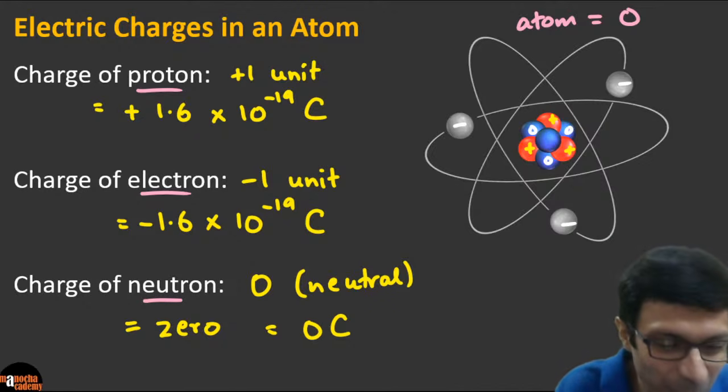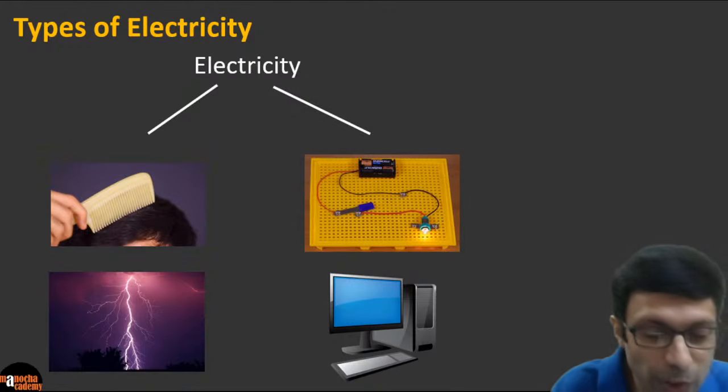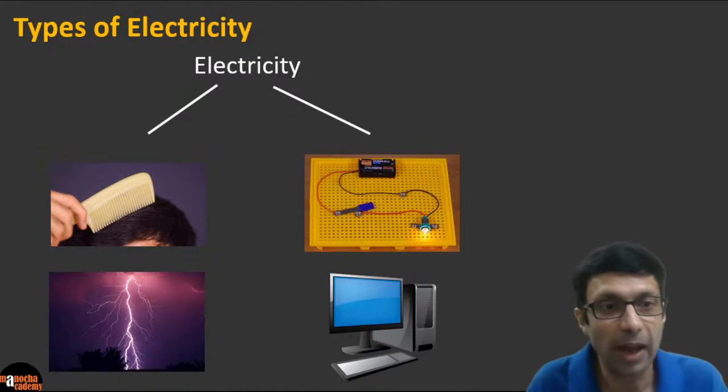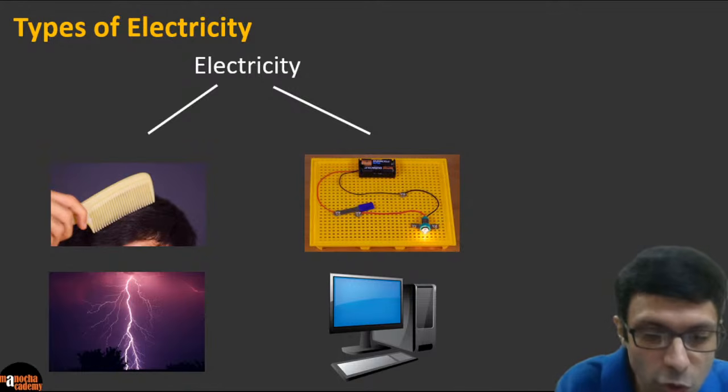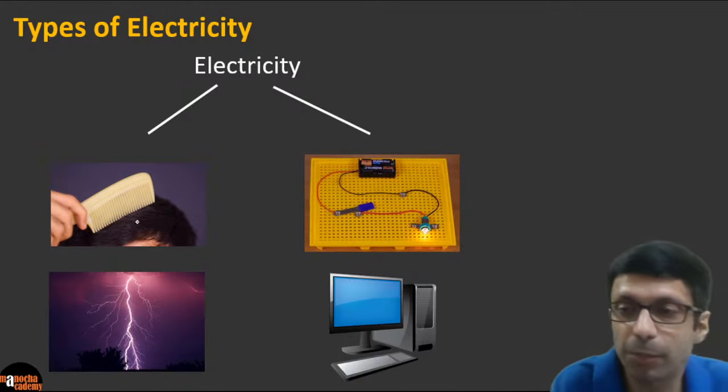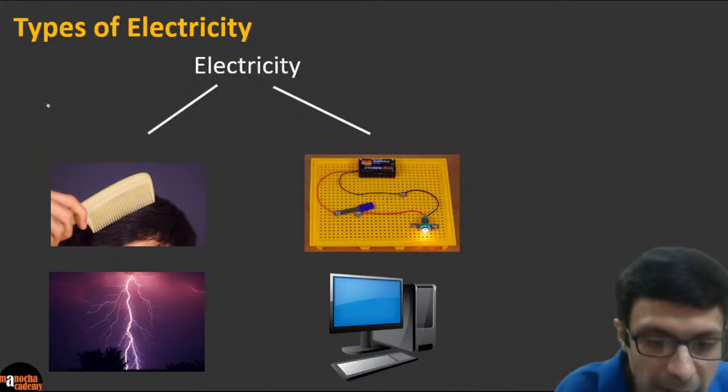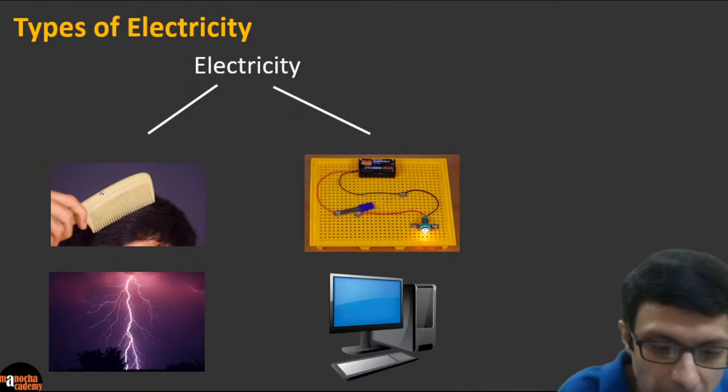Okay, so we talked about electric charges, right? And even electricity can be classified into 2 types. So let's talk about what the two types are. You must have heard this famous experiment that if you take a comb, right? Can you see in this picture there's a comb here? So if you take this comb and you rub it on dry hair, right?